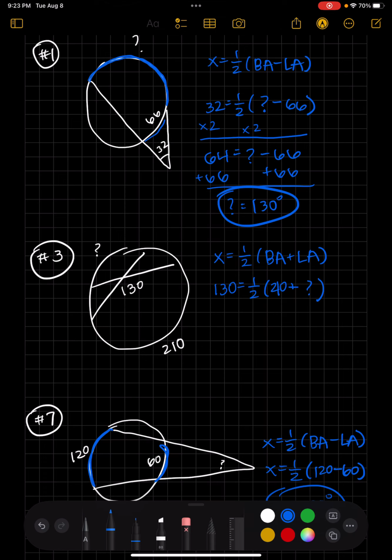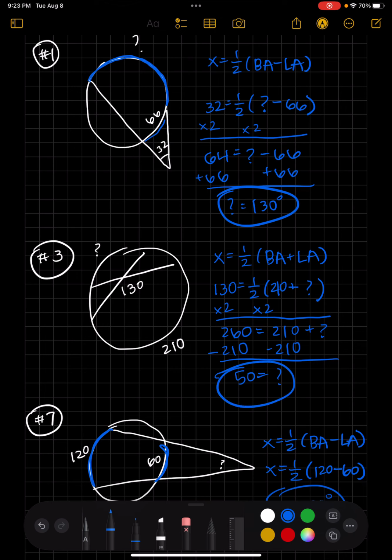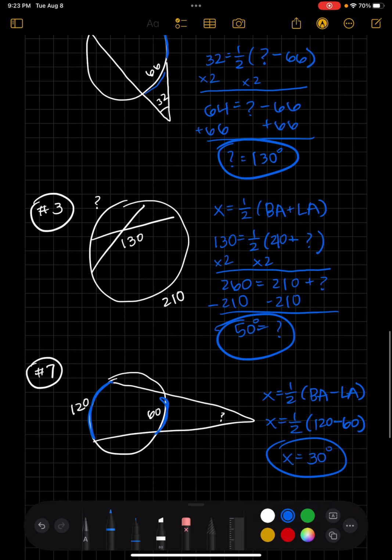So once again, we want to solve for the question mark. To do that, I'm going to multiply each side by 2 to get rid of that 1/2. So I get 260 is equal to 210 plus question mark. Subtract 210 from each side to get the question mark by itself. And I get 50 is equal to question mark. So the little arc is 50 degrees. And there we have it. So that's how we do 17.1, 17.2, 17.3.